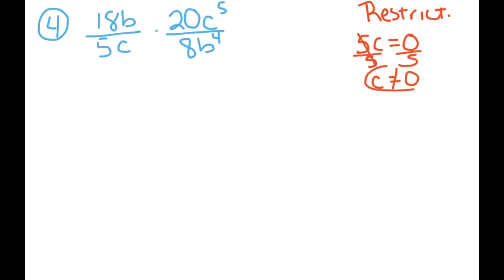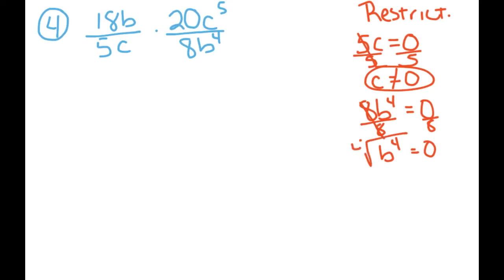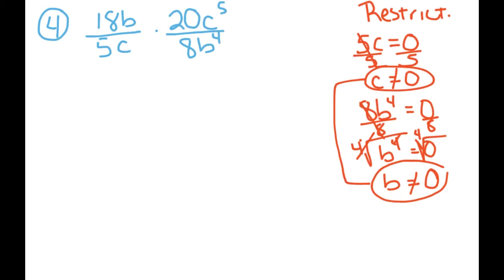And now I've got a second denominator with a different variable. So 8b to the fourth equals 0. Divide both sides by 8. b to the fourth equals 0 because 0 divided by 8 is 0. Now I am going to take the fourth root of both sides. The fourth root and the exponent of 4 cancel each other out, and the fourth root of 0 is 0. So b cannot equal 0. So we have two restrictions here. The c can't equal 0 and the b can't equal 0.